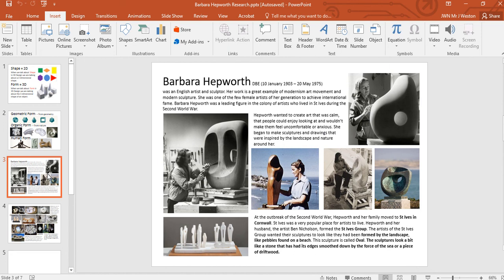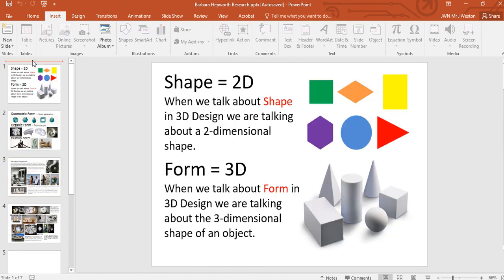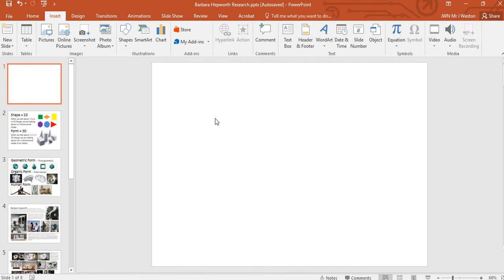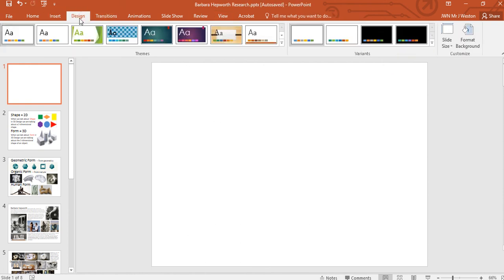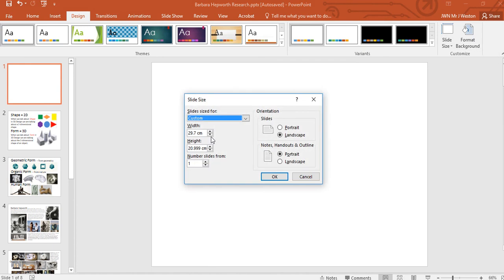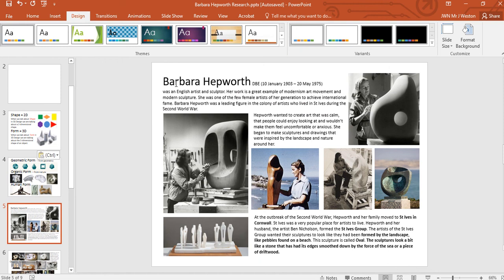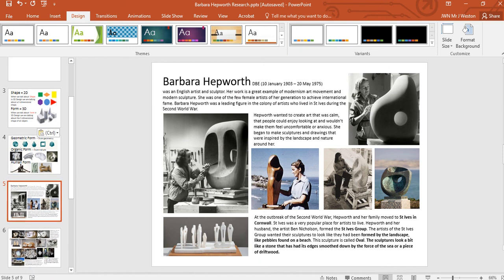To start this project, what I would like you to do is set up a new PowerPoint slide. And just make sure that it is A4. So get rid of the boxes as well. Start with a blank page, obviously. If you go to design and slide size, custom slide size, then the width is 29.7 and the height is 21. Okay, so 29.7, 21, and it's landscape on the slides. So you'll get an A4 slide this way around. Start with two blank slides, and then begin to create your research, your two research sheets.